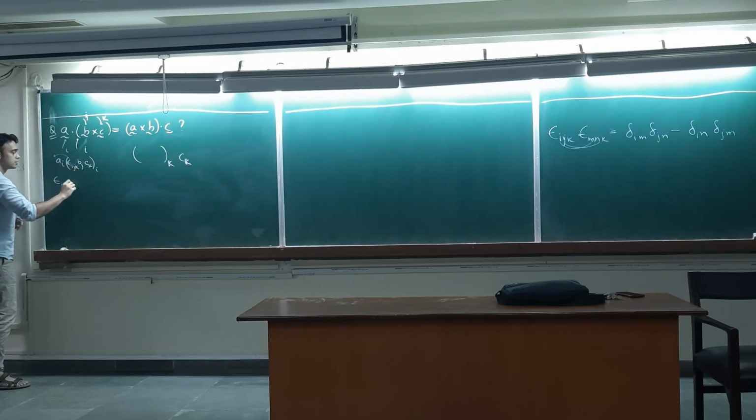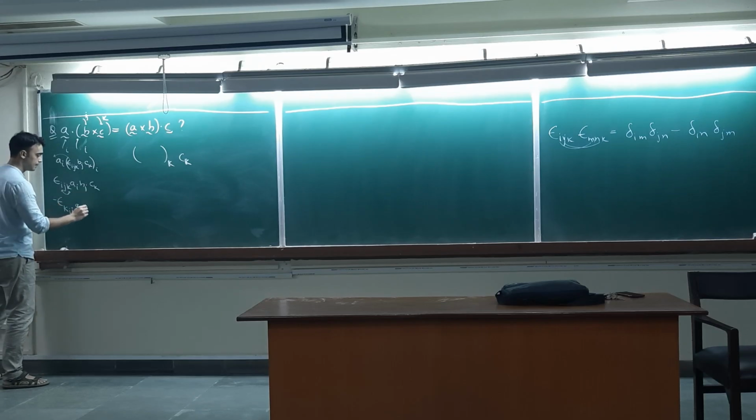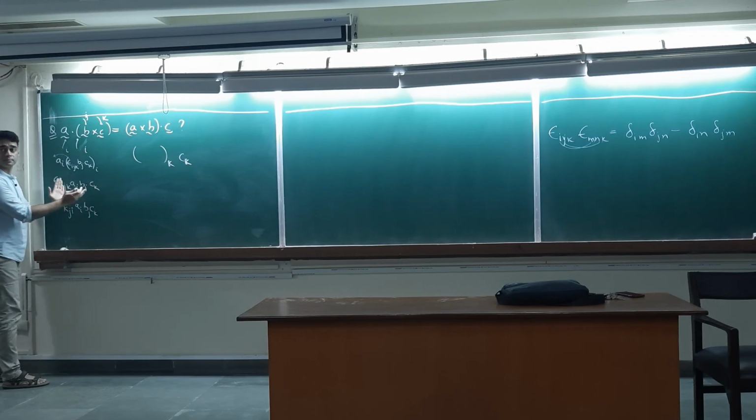So let's do step by step. A I B J C K. Now I'll shift. I'll make one change. Minus epsilon K J I A I B J C K. I'll keep this as it is. If I make a change here also, then I have to make it plus.